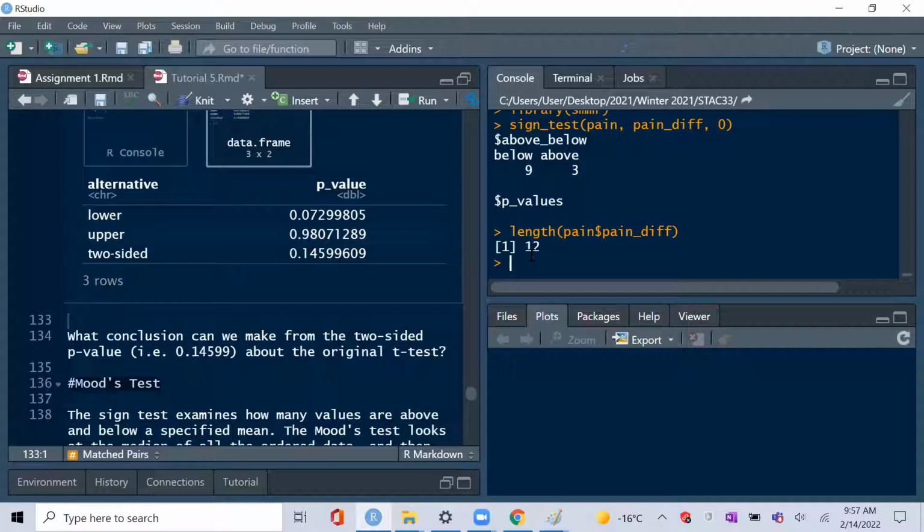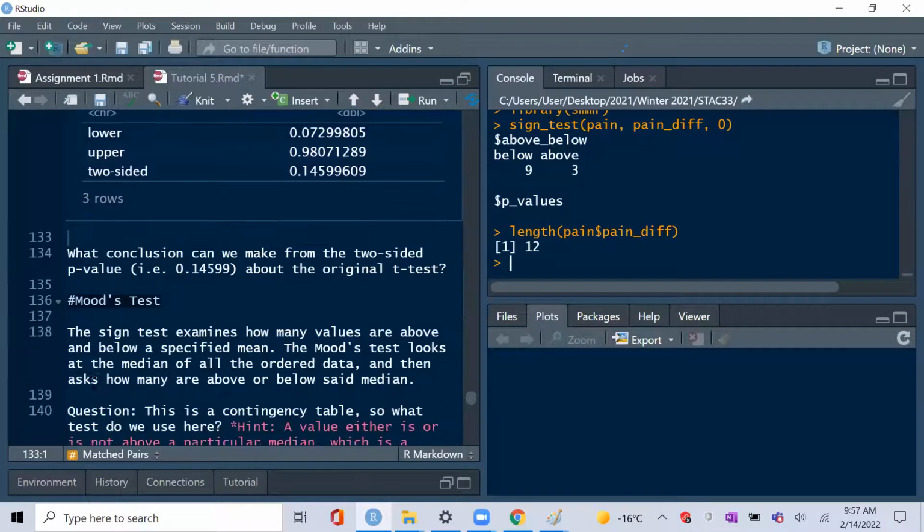With a data set that is so small, only 12 observations, a difference of 9 and 3, you can't really tell much about it. If you double it and have 18 and 6, maybe you'd see a significant result, but with such a small data set, you cannot make conclusions about the significance with a difference of 9 and 3. So we don't have evidence to reject the null hypothesis, because we're taking the lower one here.